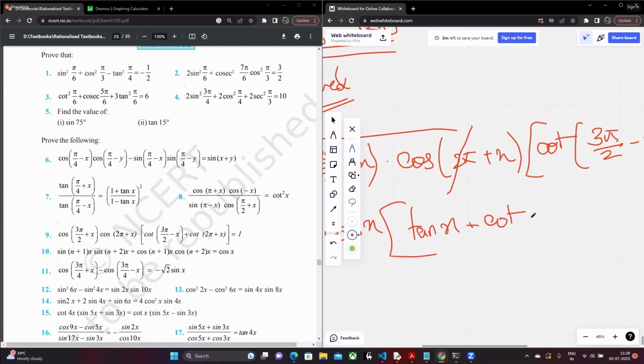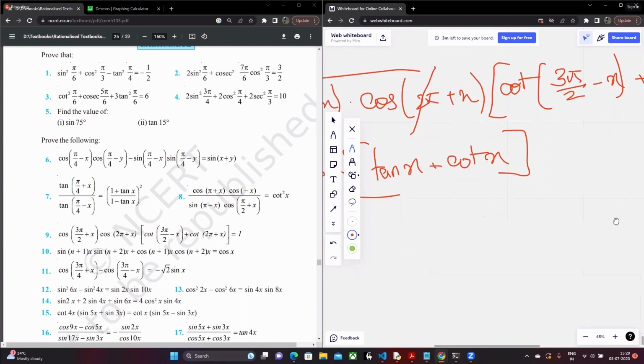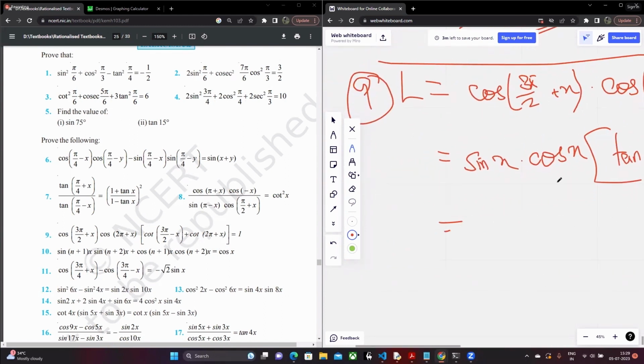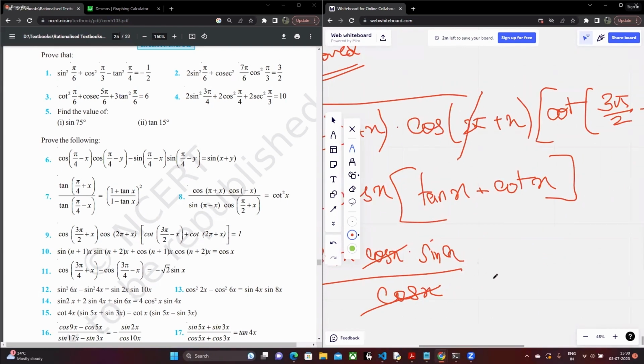plus, this is going to be cot x, right? Therefore, you'll be left with sin x times cos x. That is, I'll basically write it. This is sin x and cos x into tan x, which is basically sin by cos, right? So I'll write this as sin x divided by cos x. Cos x and cos x cancel out. You're left with sin squared x.